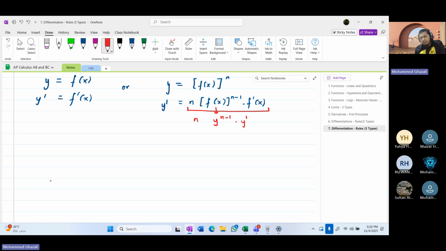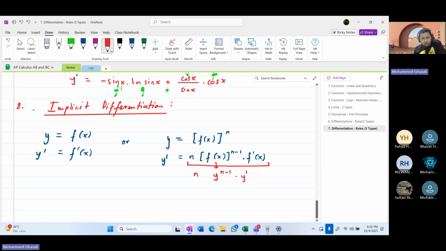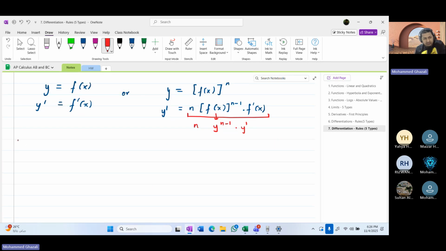So let's look at a simple implicit differentiation problem, and then we will solve problems after that. So 8.1, right? An example of implicit differentiation. Remember, in implicit differentiation, you can't really solve for y prime. You're going to have answers mixed up with x and y. For example, we have y squared is equal to sine x y.